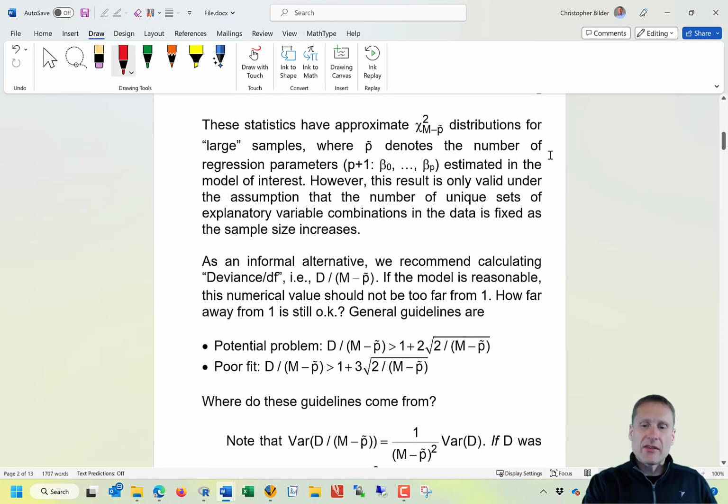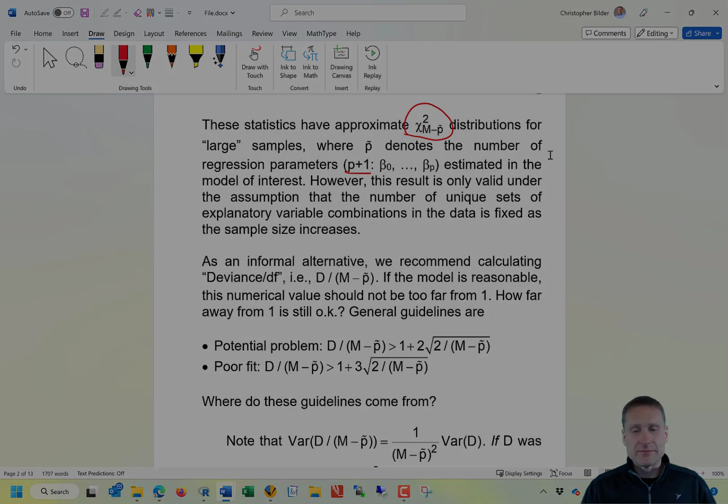Now, these statistics have approximate chi-square distributions with m minus p tilde degrees of freedom. Not for sure why we chose p tilde here. All this represents is p plus 1, essentially the number of regression parameters. Anyway, we chose to use p tilde. What that means is that we can use a 1 minus alpha quantile from this chi-square distribution to judge whether or not the data is fit well by the model.